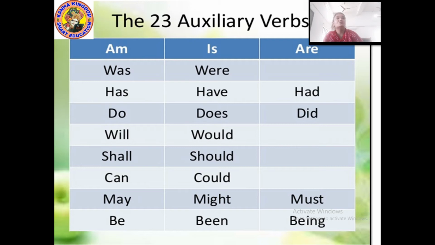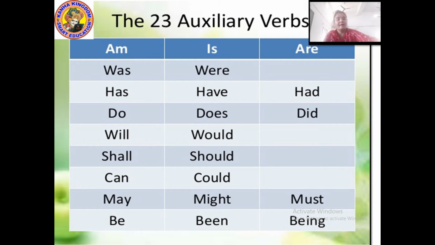Done. So these are the auxiliary verbs where is, am, are, was, were are being used for progressive tense. Has, have are being used for perfect tense. Do, does and did are being used to make the negative form of a sentence or for forming questions.